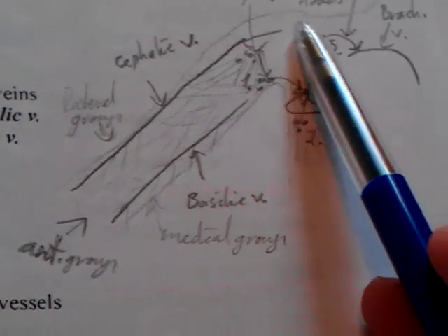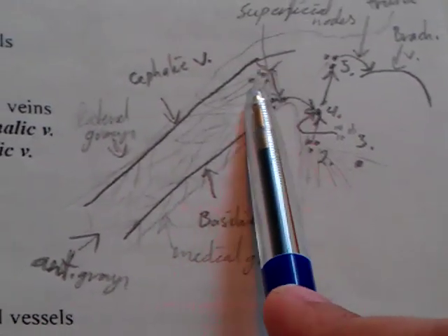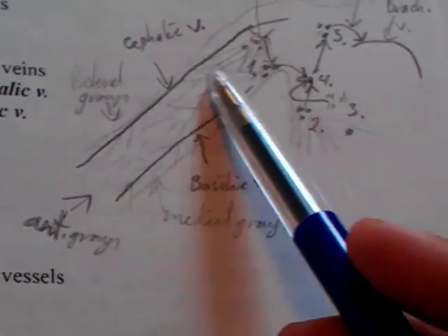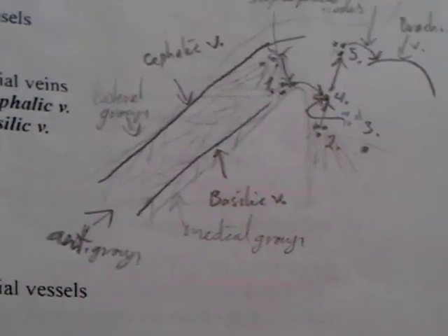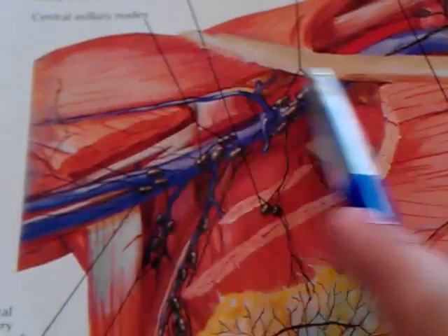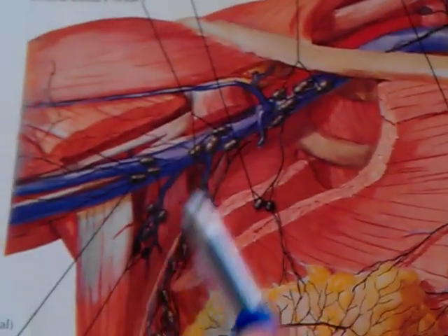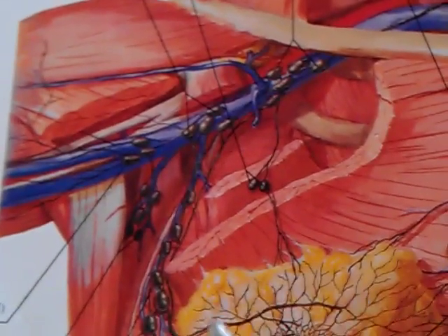Then we come to the axillary lymph nodes. We have the superficial nodes, which receive lymph from the superficial vessels and drain into the deep axillary lymph nodes, which we can see here. This is the clavicle, deltoid muscle, axilla, mammary gland.